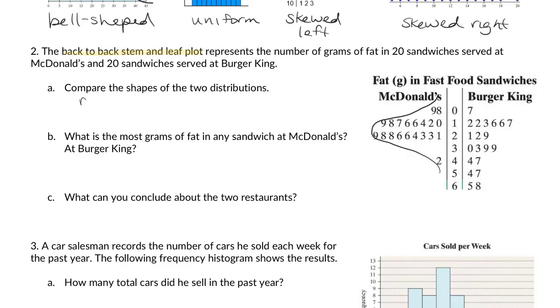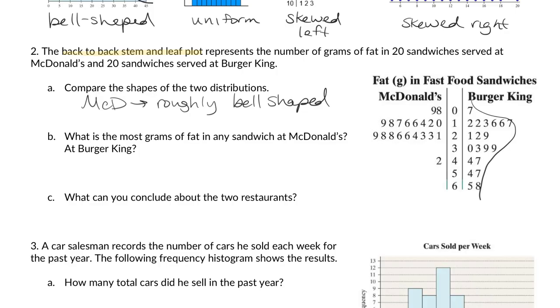Let me label what I'm doing here. McDonald's is roughly bell-shaped. Okay. And if we look at Burger King, where's the tail? The tail's on the right side this time because our highest frequency is more on the left. So this one would be skewed to the right.